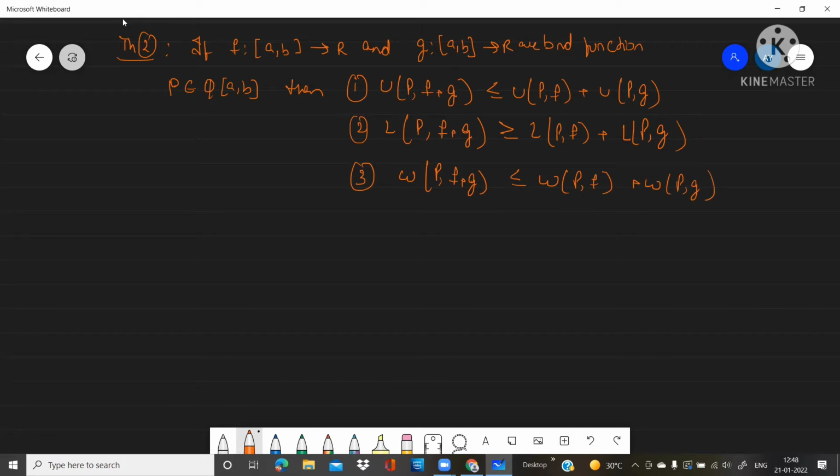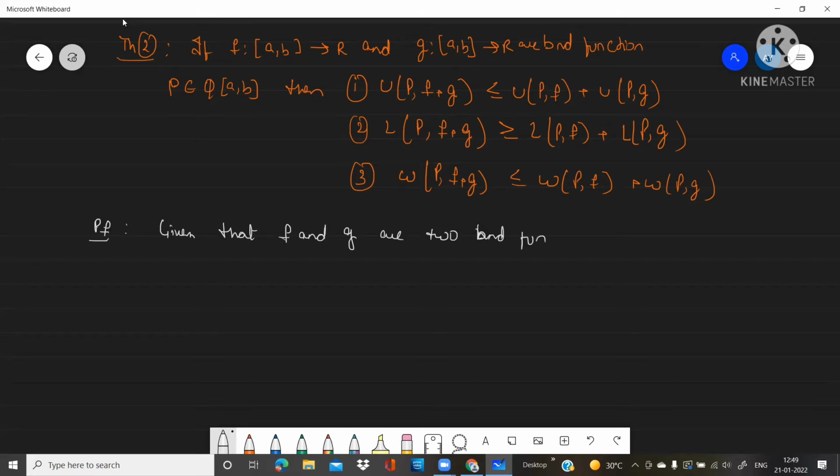Now let's look into the proof. How are we going to solve all these three bits? What is it that they gave? Given that f and g are two bounded functions.